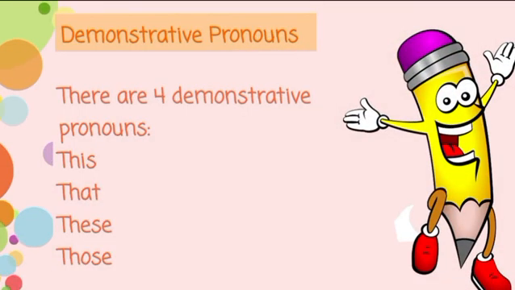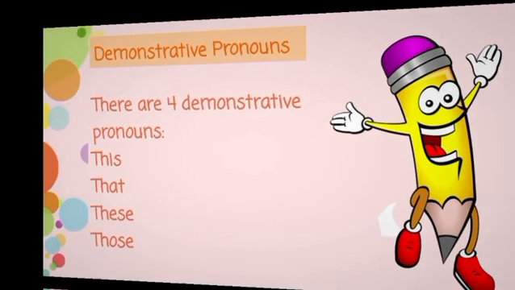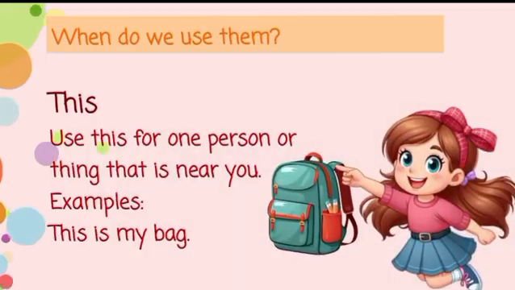Here we have 4 demonstrative pronouns: this, that, these, and those. When do we use them? Use this for one person or thing that is near you. Example, this is my bag. Look here, bag is nearby the girl. So, here we use this.